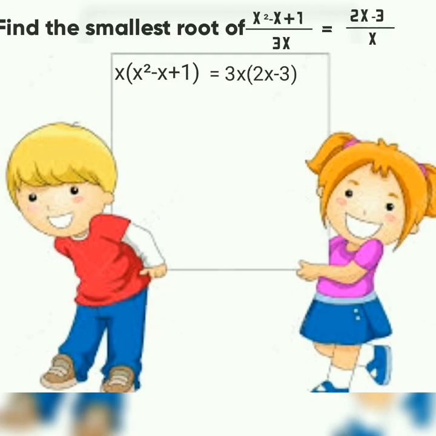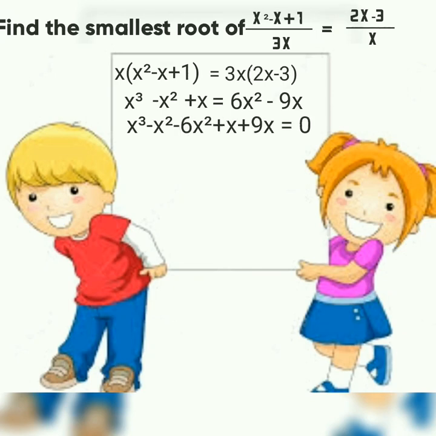So x times x squared is equal to x cubed, x times negative x is equal to negative x squared, and x times 1 is equal to x, while 3x times 2x is equal to 6x squared, and 3x times negative 3 is equal to negative 9x. Combining like terms, this will be x cubed minus x squared minus 6x squared plus x plus 9x is equal to 0. To simplify, that will be x cubed minus 7x squared plus 10x is equal to 0.